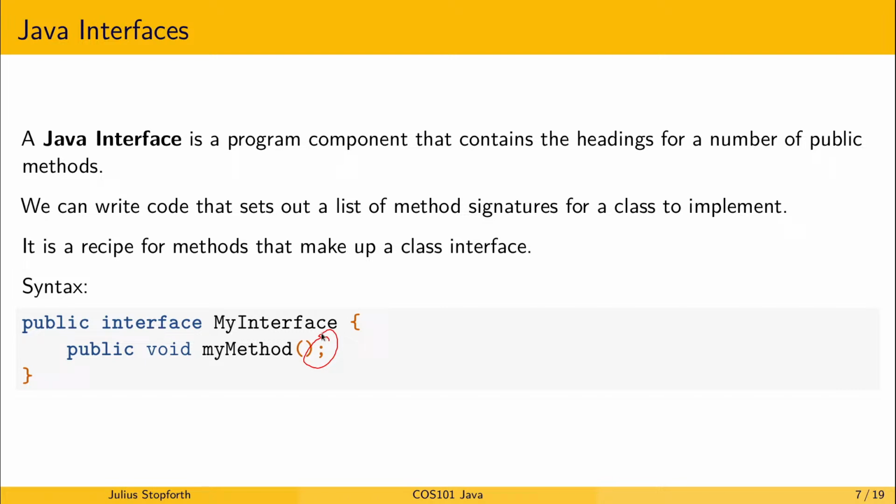There's no body. What you're saying is when the Java compiler finds programs or classes that implement this interface, then it knows it has these methods available. It's up to the class to actually put the body of the method in there. And this is the simplicity of interfaces. It's just a recipe. It's telling them this is what you can expect.